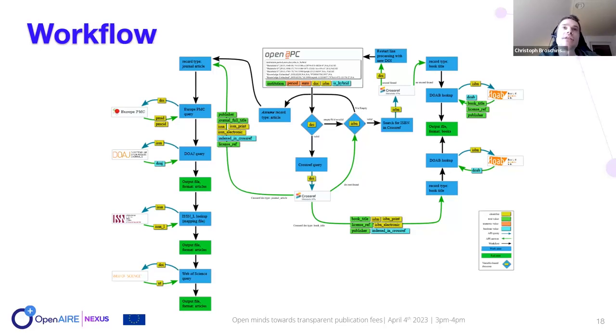And the right part of the graphic shows what happens when you submit a BPC to us. In that case, it's a little bit different, because for books, there isn't such an established infrastructure to obtain metadata. It's basically only the DOAB, the Directory of Open Access Books. But in the end, it's basically the same. Also for books, the metadata is automatically enriched. So next slide, please.